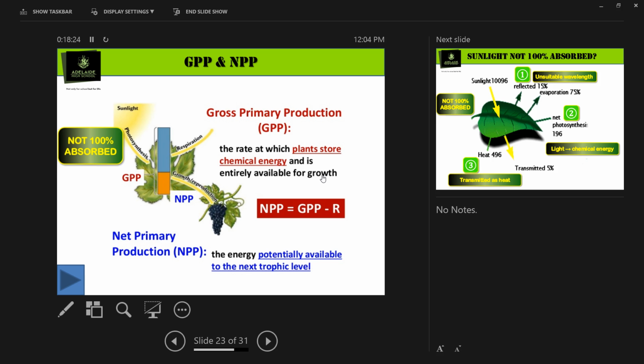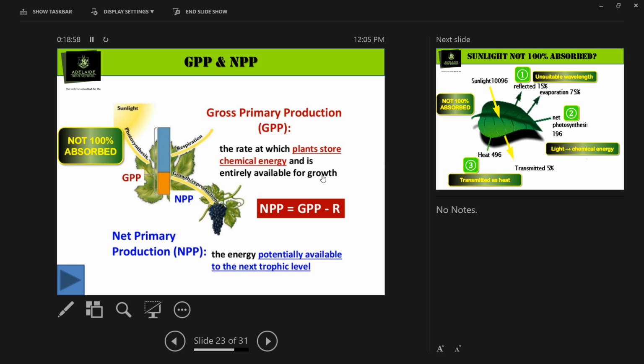GPP is the gross primary production and NPP is the net primary production. Now there's a difference between these two. One is the gross, that's the original, just assume it's 100%. But remember, as I told you, as you go on to the next level, how much percent of energy is transferred? Can anyone tell me? How much percent? 10%. All right. So this 10% here is available for this net primary production, the energy available for the next trophic level, and is defined as the GPP takeaway R. R here represents respiration. Okay.